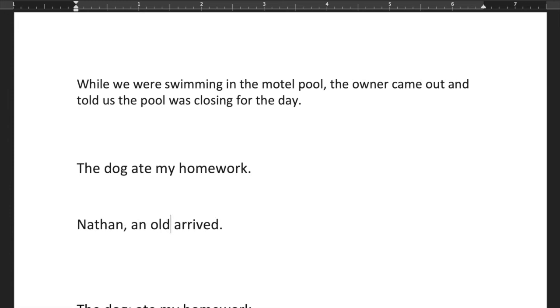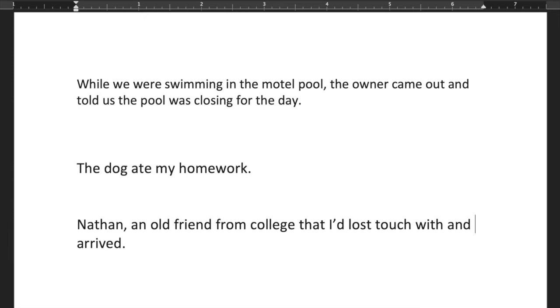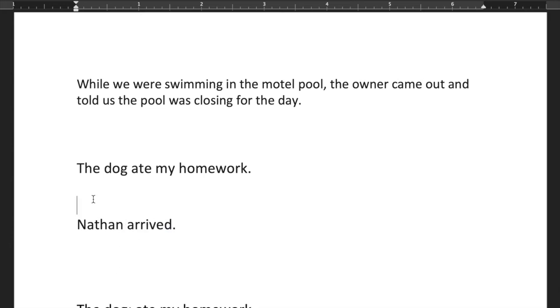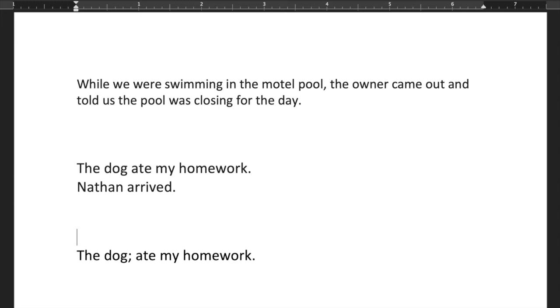Nathan, an old friend from college that I'd lost touch with and secretly despised, arrived. Okay? So that is the idea of inserting extra information with a comma pair. Nathan arrived. All right, and then this last one, I'm getting quite a few uses of semicolons that are following this pattern.